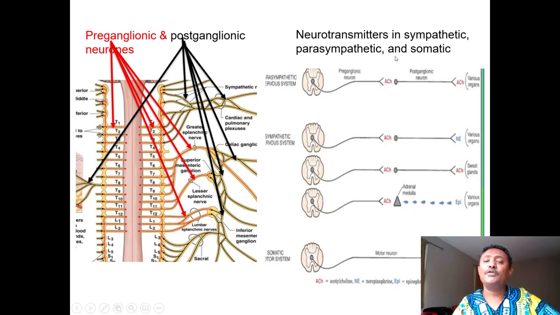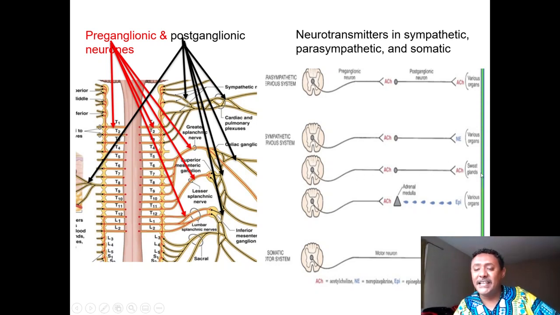Now, what about the neurotransmitters? We are talking about the sympathetic, right? The preganglionic will use acetylcholine. The postganglionic will use norepinephrine or noradrenaline, right? Let's say this again. Preganglionic will use acetylcholine, and the postganglionic will use norepinephrine or noradrenaline. It's the same name. Good. Now there are exceptions, and exceptions are important, especially for the purpose of the exam, right? What are the exceptions in the sympathetic system in using the hormones, neurotransmitters?